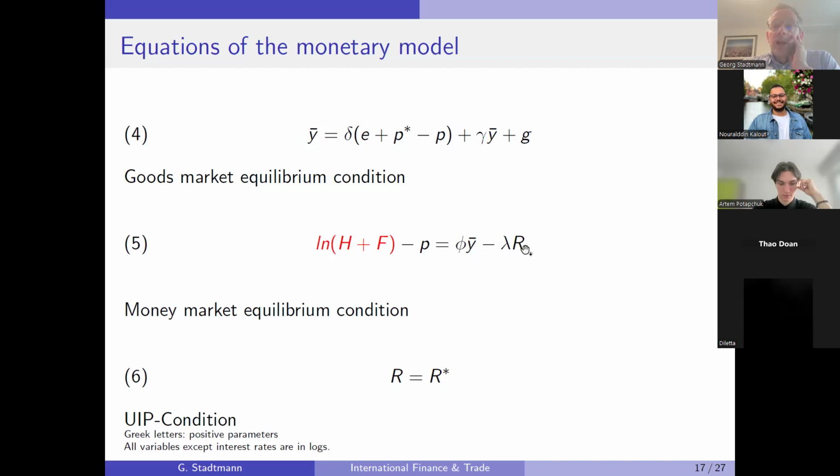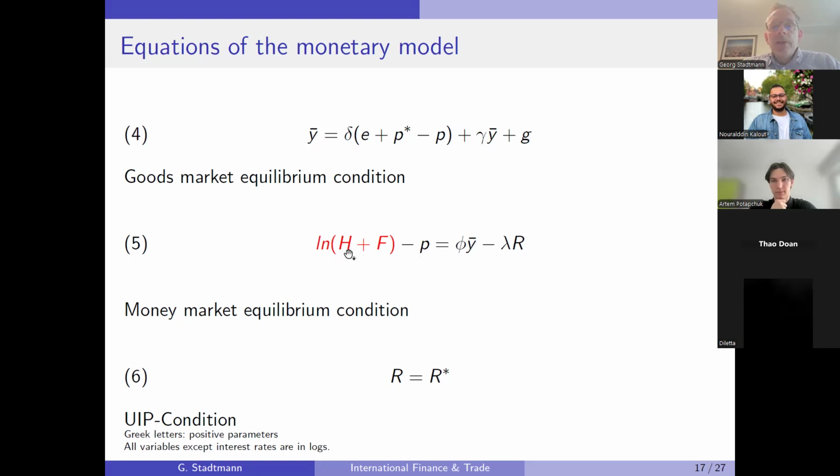We have the usual elements on the right-hand side of the equation. So money demand depends on GDP because of the transaction motive, and then it depends negatively on the domestic interest rate because of the argument that the opportunity cost of holding money increases in case that the interest rate increases, which lowers money demand, therefore also a negative sign in front of this part.